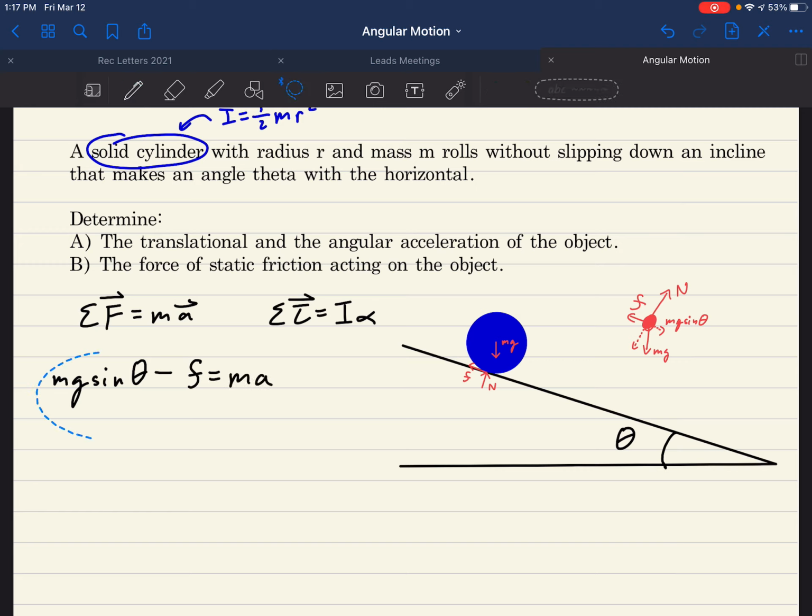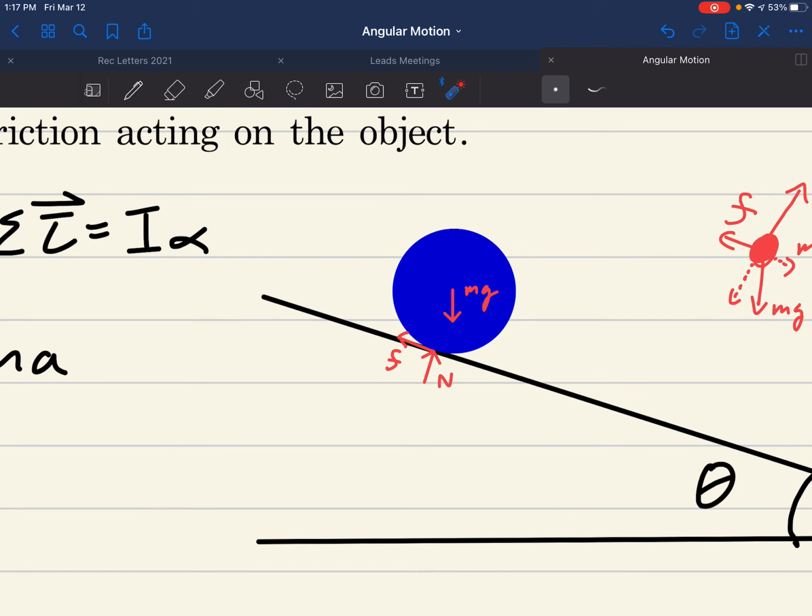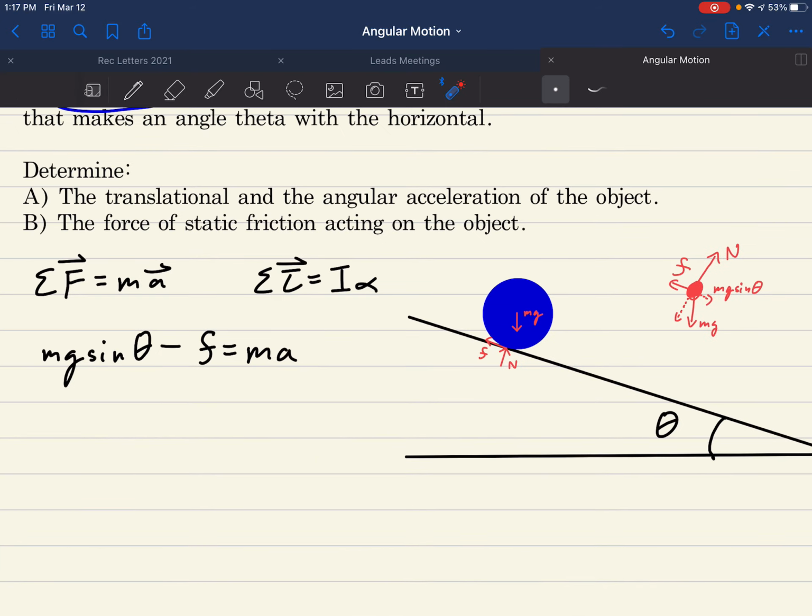And I just want to point out very briefly that in this equation here, this friction force is static friction, right? Because this is rolling without slipping. That bottom edge is not sliding. Remember, if we pick a point on the wheel, the moment that it touches the ground, it's actually at rest, so it's not sliding.